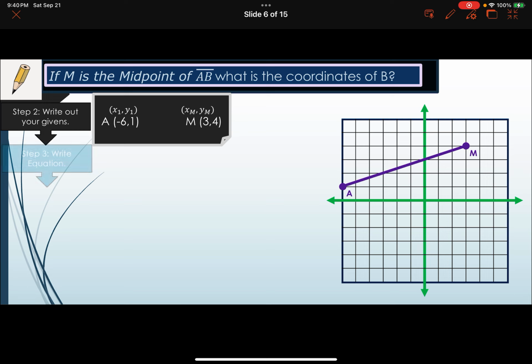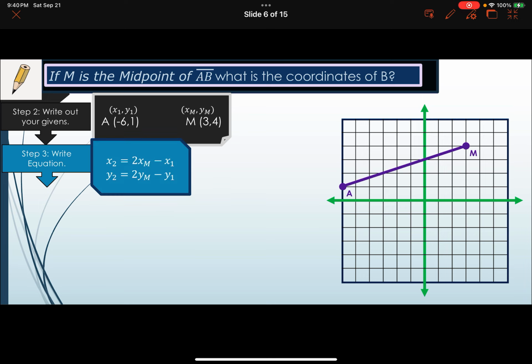Okay, then what's my equation? Right now we're just looking at the formula itself. x sub 2 equals 2x sub m minus x sub 1, and y sub 2 equals 2y sub m minus y sub 1. 2 times the midpoint minus the endpoint.